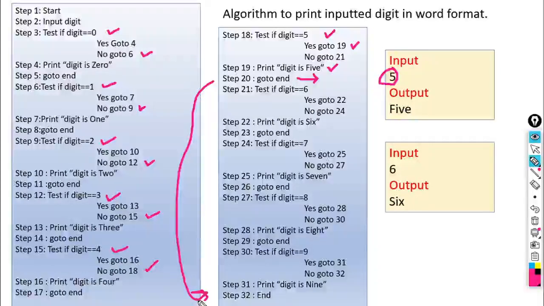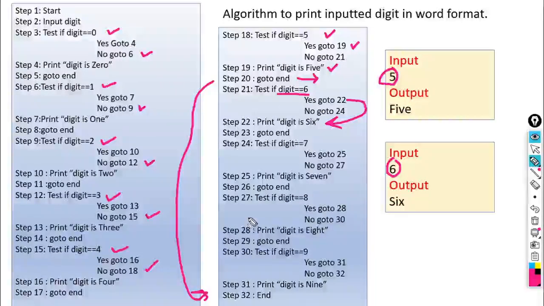So these are the steps. This is the sequence of how we can find out the digit in word format. Second example is 6. Like this also it will get executed and it will print the value at step number 20. So when it comes to step number 21, what would happen here? It will check whether digit is 6 or not. Yes, it returns true. So again it will take your control to step number 22 and it prints the result, that is "digit is 6".